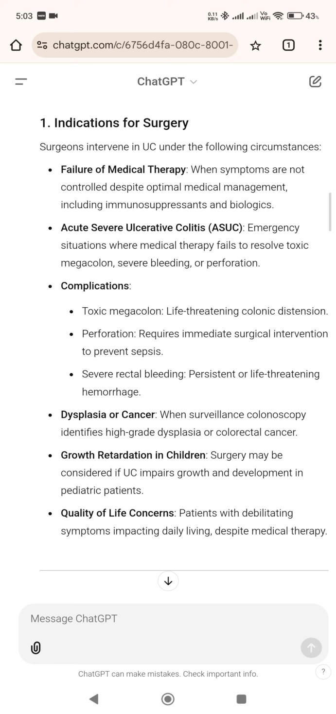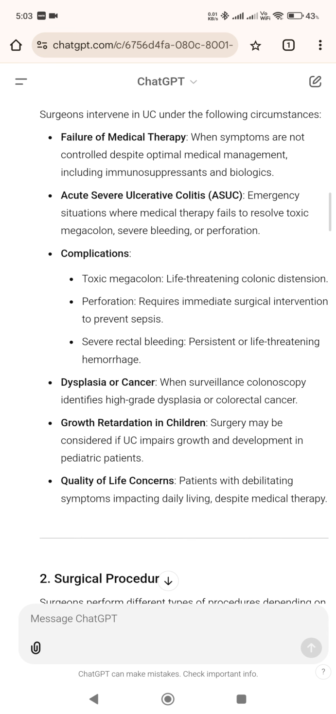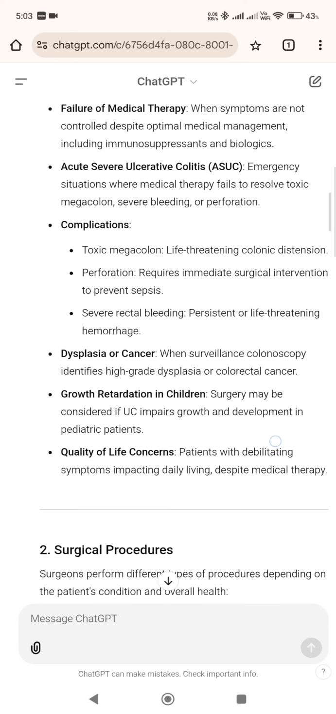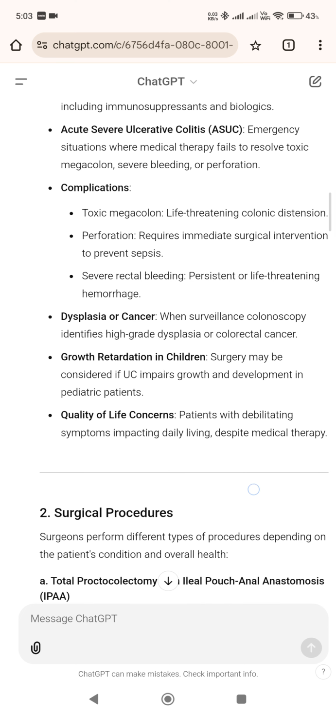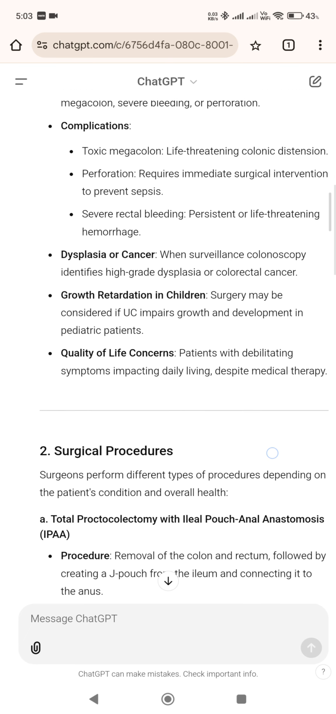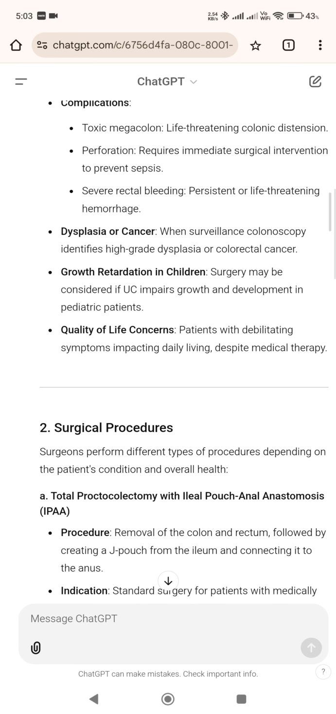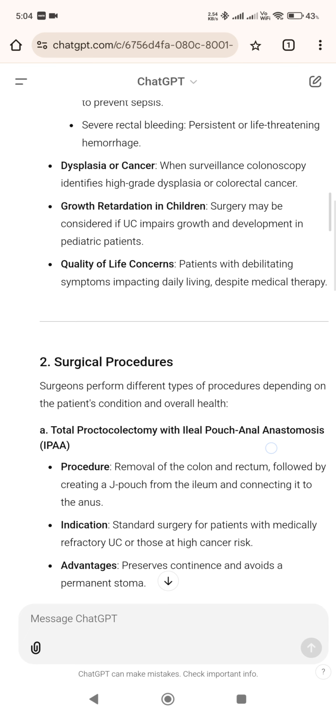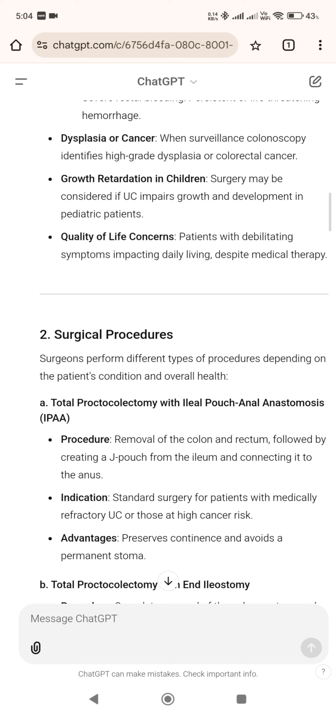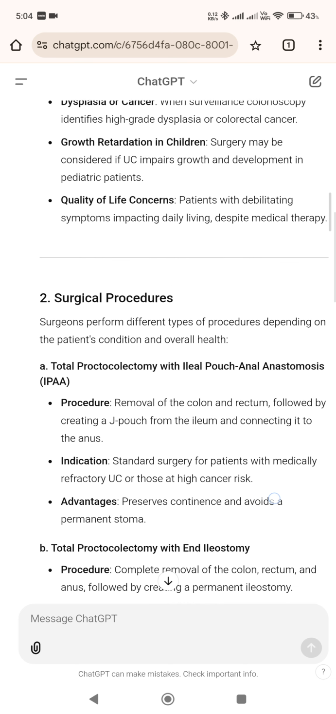prevent sepsis; severe rectal bleeding, persistent or life-threatening hemorrhage; dysplasia or cancer, when surveillance colonoscopy identifies high-grade dysplasia or colorectal cancer; growth retardation in children. Surgery may be considered if UC impairs growth and development in pediatric patients; quality of life concerns, patients with debilitating symptoms impacting daily living despite medical therapy.